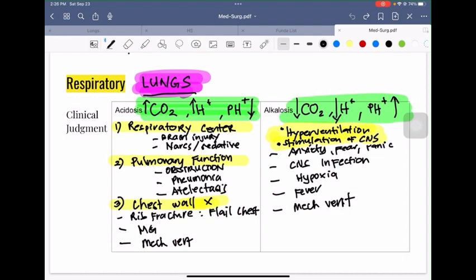All right. So what is happening? There are 3 things going on, all right? Why the patient is acidotic. One, there's a problem with the respiratory center. And where is your respiratory center? Guys, it's the brain. Right? It's in the brain.